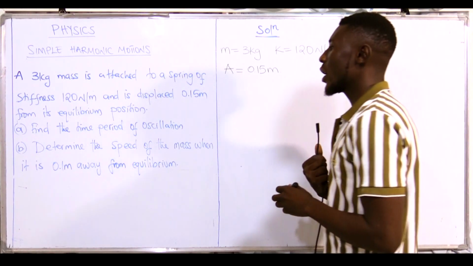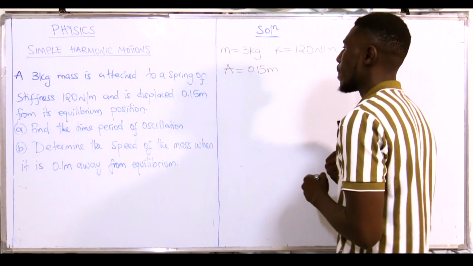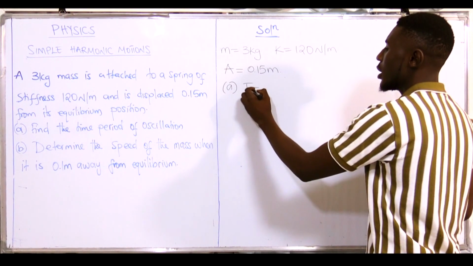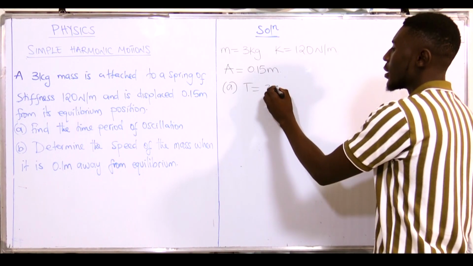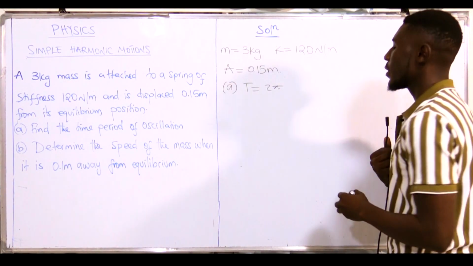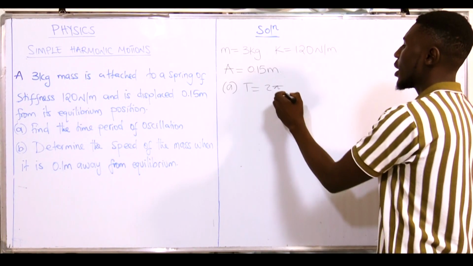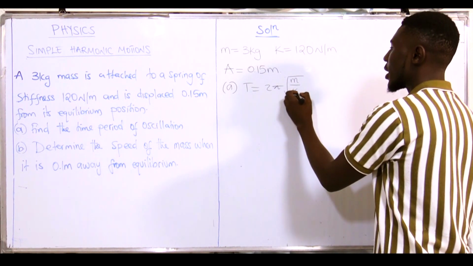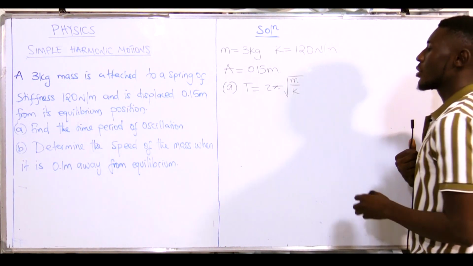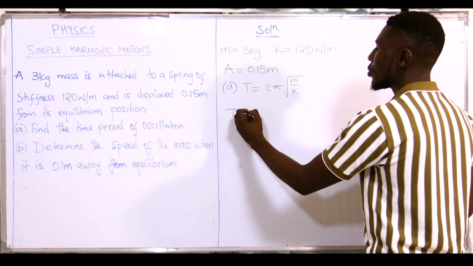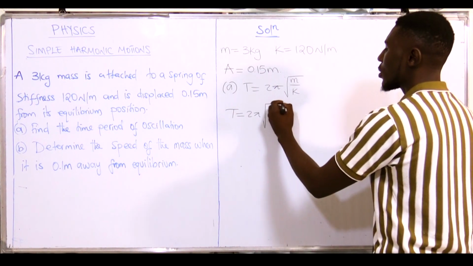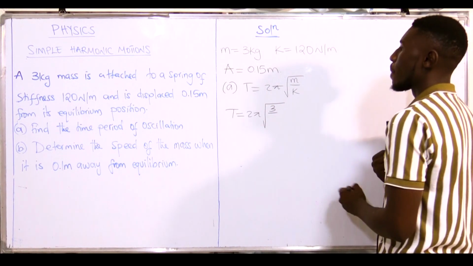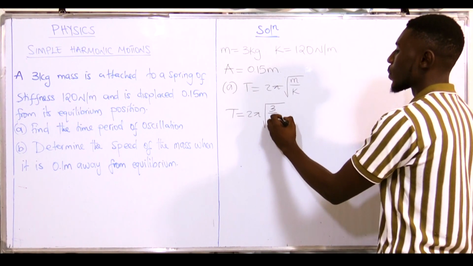Now we are told to find the time period of oscillation. So our time period will be T equal to 2 pi. Since angular frequency is not given, the expression we are using is 2 pi times square root of m over k. Now from here we substitute the value, so we have T is equal to 2 pi times square root of our m, according to the question, is 3 kgs, over our spring constant, which is 120.